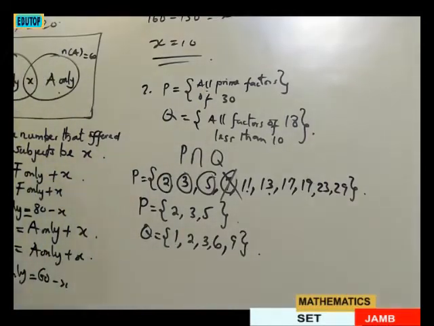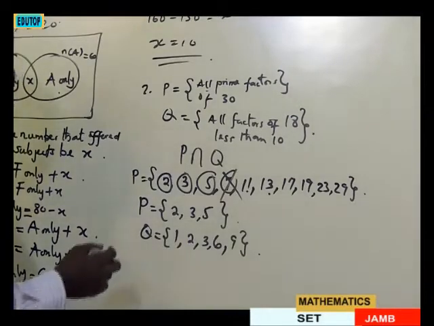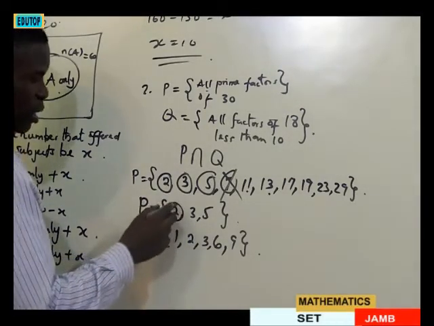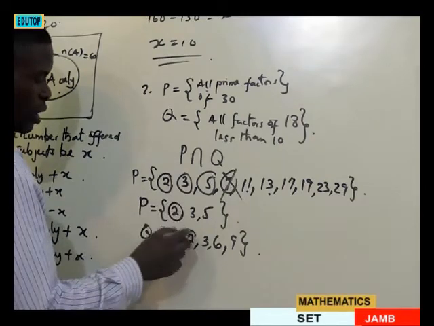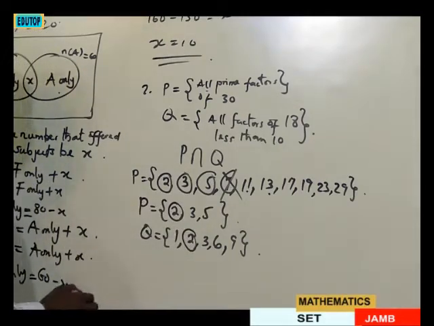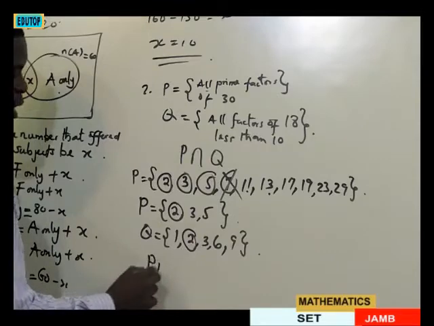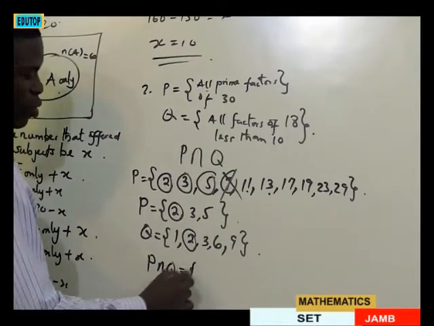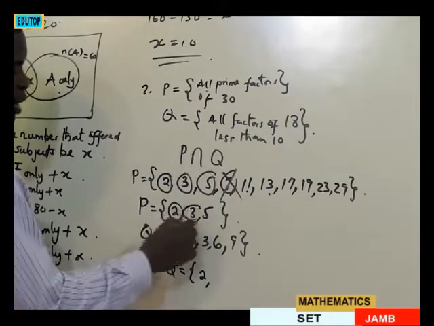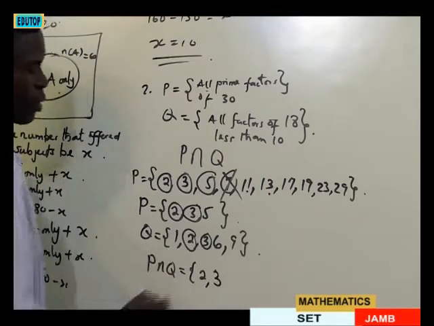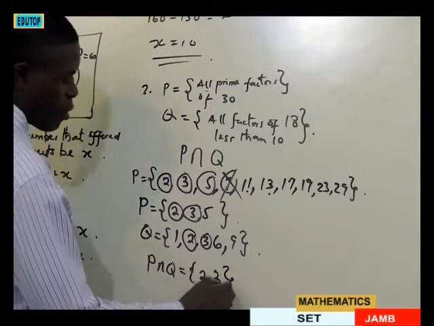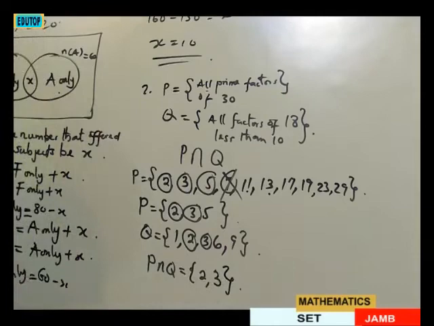Now, the question is now asking us for P intersection Q. Look at this very well. 2 is here. 2 is here. That means 2 is 1 P intersection Q. 2 is 1, comma. 3 is here. 3 is here. So 3 is another one. And which other one? We don't have any other one. So the answer will definitely be 2, 3.